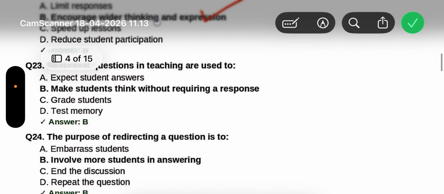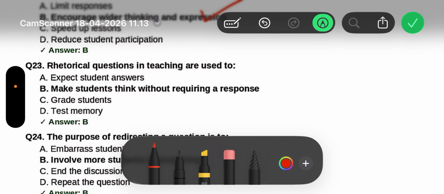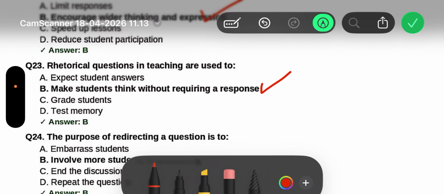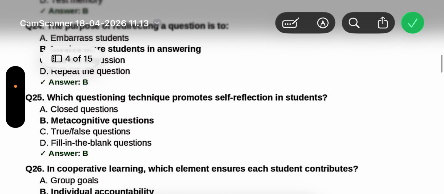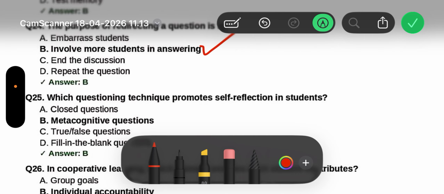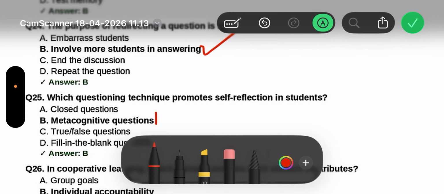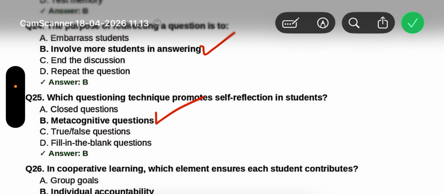Question number 23. Rhetorical questions in teaching are used to make students think without requiring a response. In rhetorical questions, students or people are not required to respond to those questions. Question number 24. The purpose of redirecting a question is to involve more students in answering. Question number 25. Which questioning technique promotes self-reflection in students? Metacognitive questions technique promotes self-reflection.